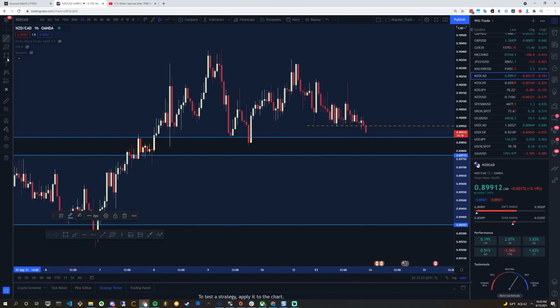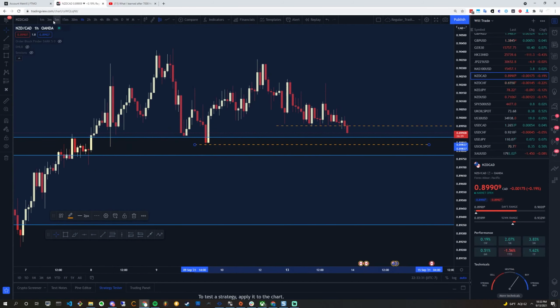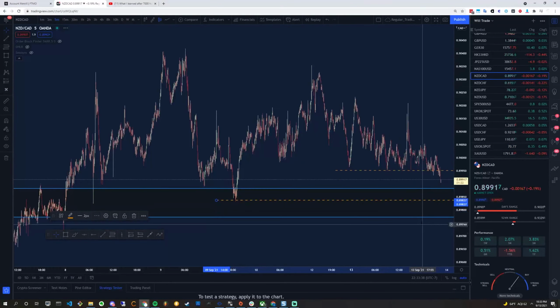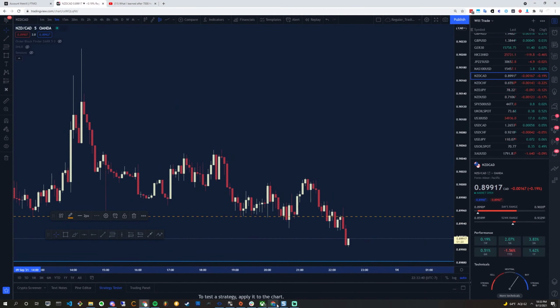The only thing I'm worried about is this low here. But if my stop loss is good enough, then basically we should be out of the trade by the time it gets there.